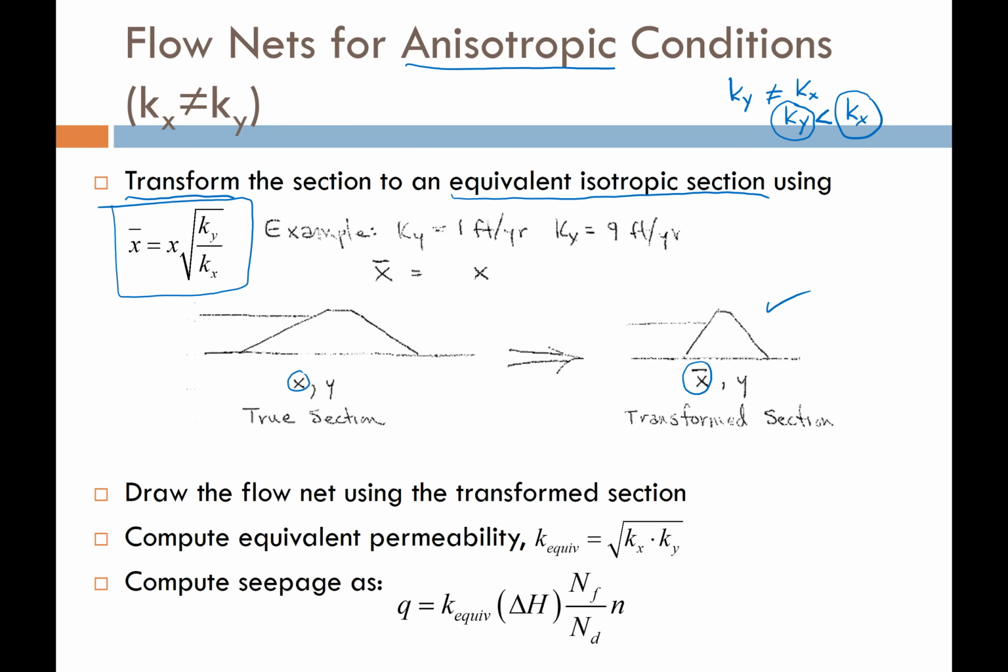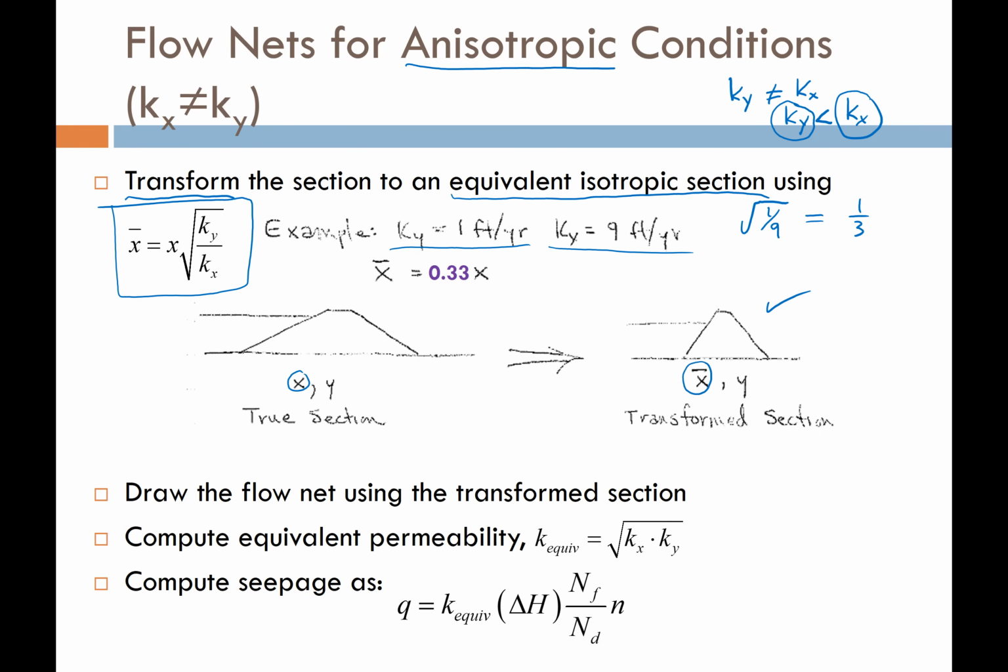So for example, let's say that we have a vertical conductivity of 1 foot per year and a horizontal conductivity of 9 feet per year. If I use this equation, the square root of 1 divided by 9 is simply equal to 1/3. So that means the new x-coordinate is just going to be 1/3, or 0.33, of whatever the old x-coordinates were. So I'm just going to shrink my x-coordinates by 1/3.